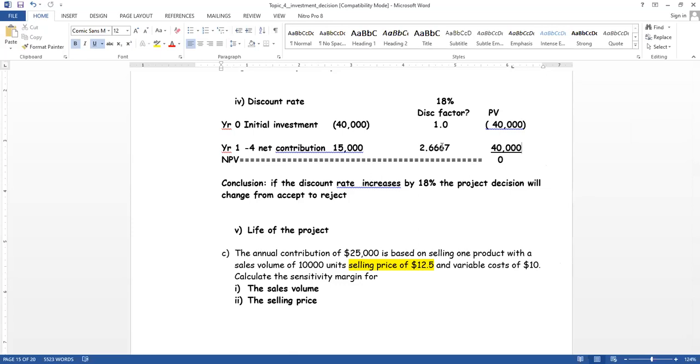So that is the figure you use, because you assume that you don't know the 18%. You don't know the discount factor. You want that break-even discount rate. If you go to your tables, that's why you look for the closest figure. Because the life of the project is 4 years, you look for the closest figure to 2.6667, and where it falls, that is the rate you will use as your discount factor.